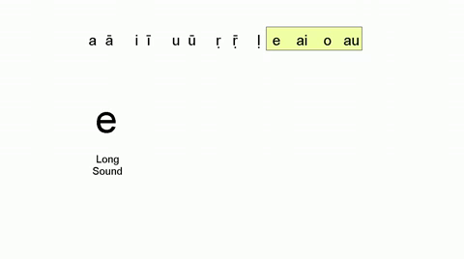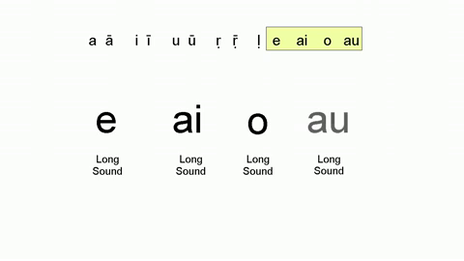A, I, O, Ow. Notice that they're all long, but they don't have a bar or line on top of their letters. Keep that in mind when you're reading out Sanskrit transliteration. I'll say them one more time.